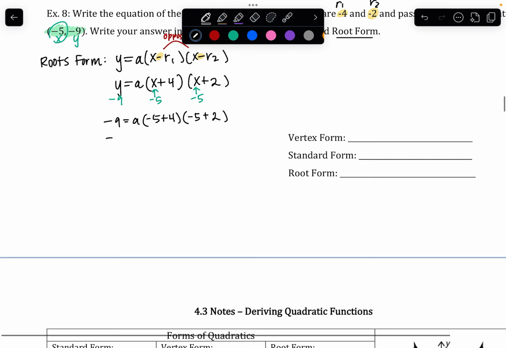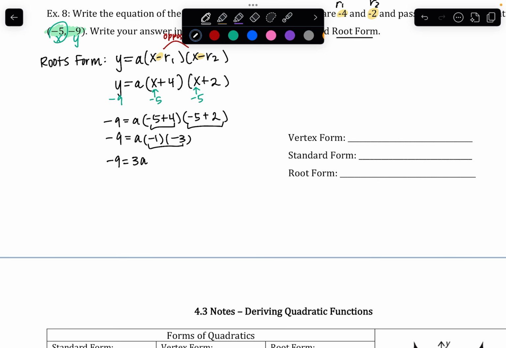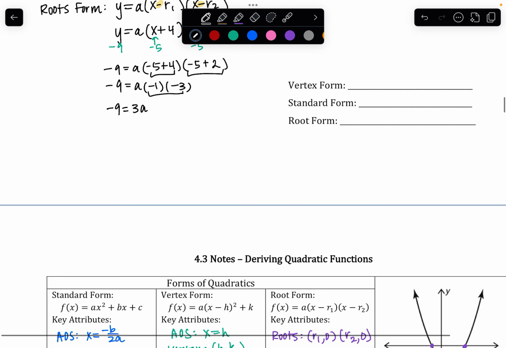Okay, and so we just need to simplify some things. -5 plus 4 is -1. -5 plus 2 is -3. -1 times -3 is +3. And I'm going to write that in front of the a, just so it's easier to see what I need to do to solve. I need to divide both sides by 3 because it's being multiplied. So that means a equals -9 divided by 3, which is -3.